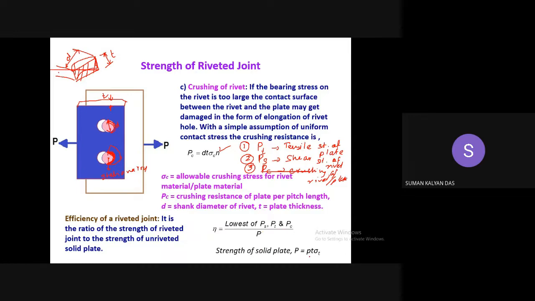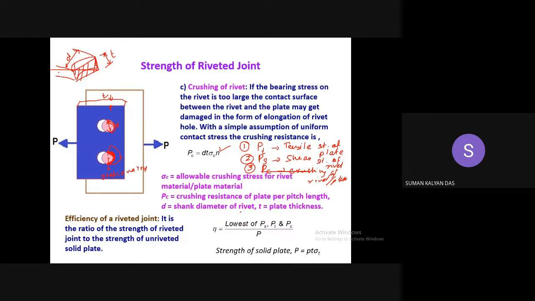So strength of the solid plate is P into T into sigma T, because I am considering the pitch length. Sigma T is the allowable tensile strength of the plate. Understood?